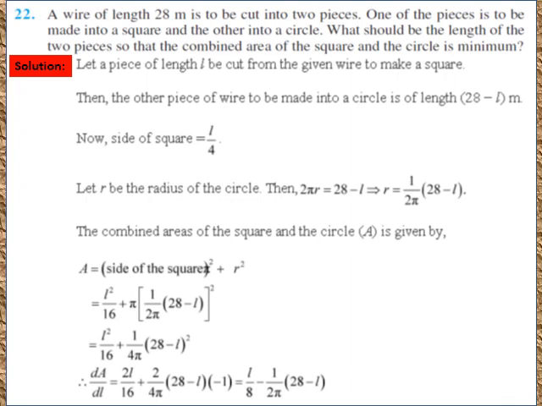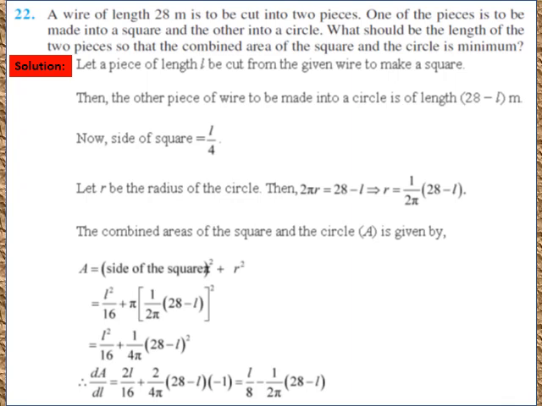Clear? Now the length L we cut from the given wire to make a square. Then the other piece of the wire, total length of 28, which we have to convert into a circle, is 28 minus L meter. Now side of the square will be L upon 4, because we have converted the length L into a square, so perimeter is L. So side will be L upon 4.